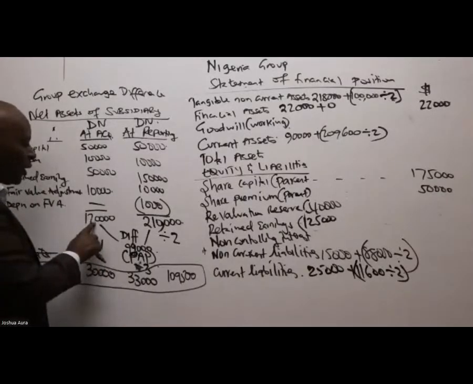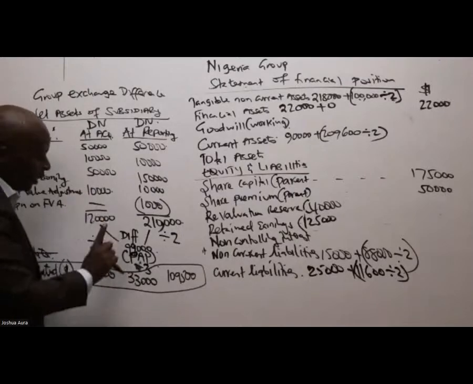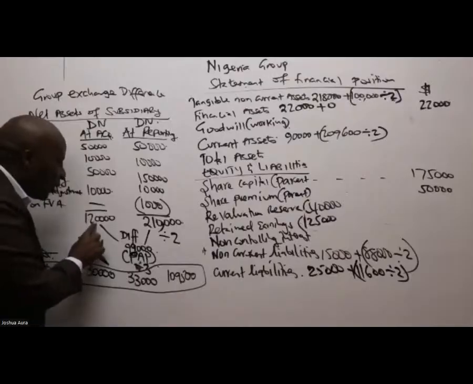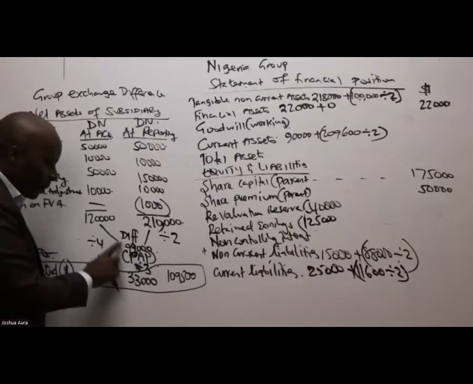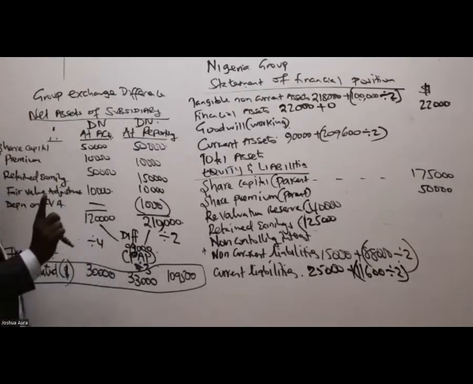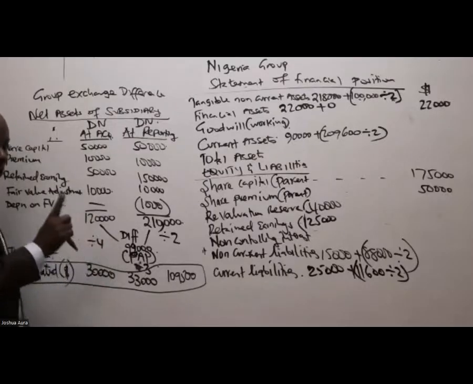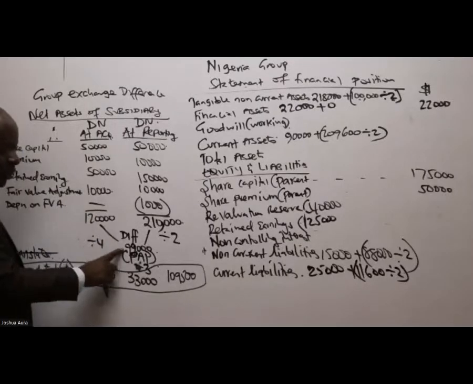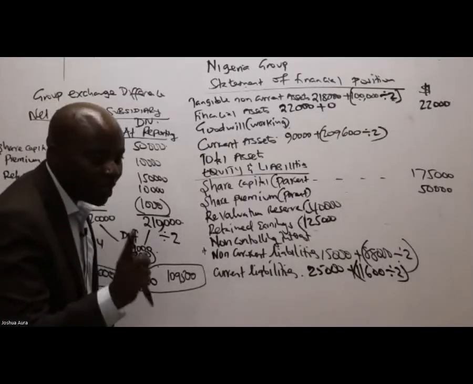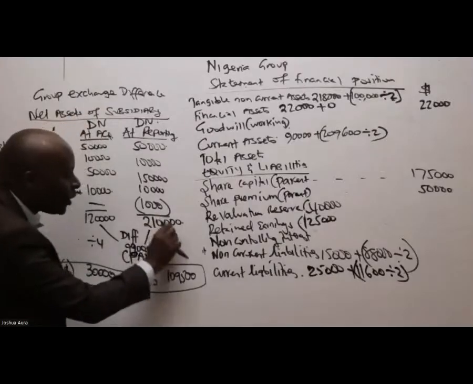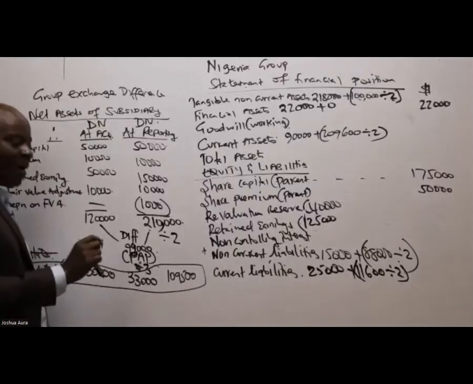When you take 120,000 plus 99,000, can somebody help me with this? 120,000 plus 99,000 gives me 219,000, which happens to be the closing figure here. So there is a perfect match.